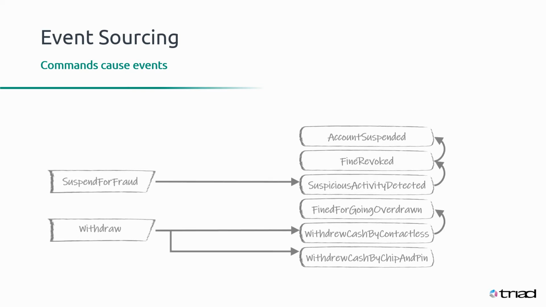Commands can trigger just one event, but they often trigger multiple. For example, the second withdrawal sends the account overdrawn, which triggers another event, the fine. Then, an external process which is monitoring the events of the account for suspected fraud thinks it's detected fraud, and so sends the command to suspend the account, which triggers another chain of events, such as suspicious activity detected, fine revoked, and then finally the account suspended.